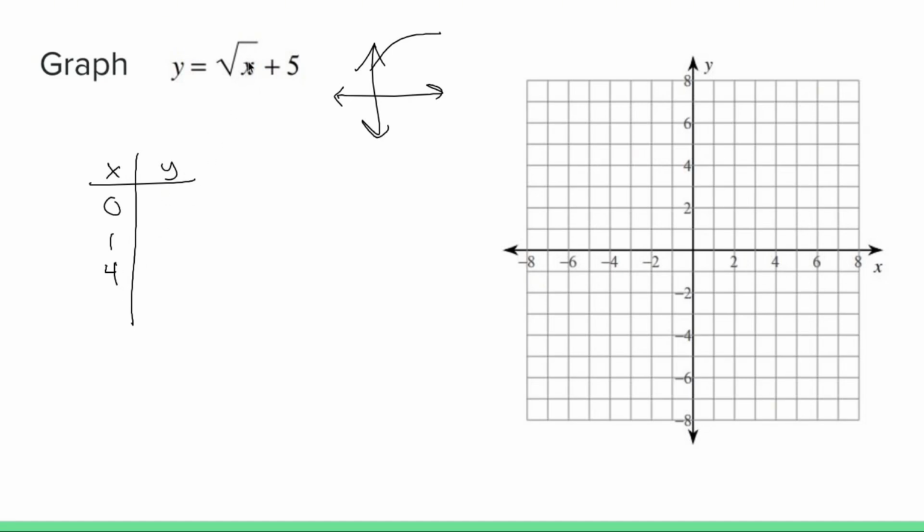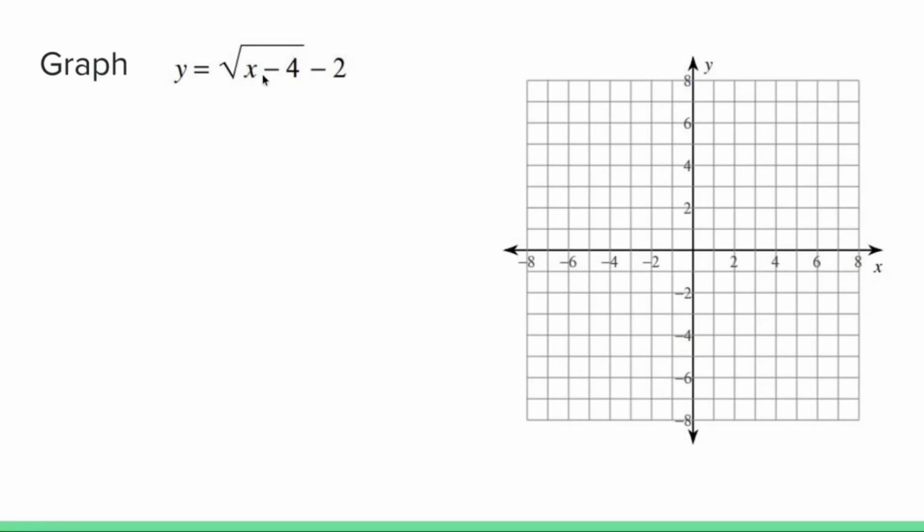The square root of 0 is 0, and 0 plus 5 is 5. The square root of 1 is 1, and 1 plus 5 is 6. The square root of 4 is 2, and 2 plus 5 is 7. Okay, so I have 0, 5; 1, 6; and 4, 7. And so this curve-looking shape is going to take place like that. And that's the graph of a square root.